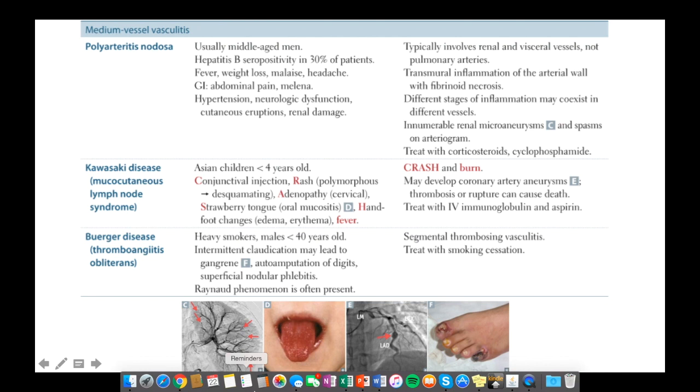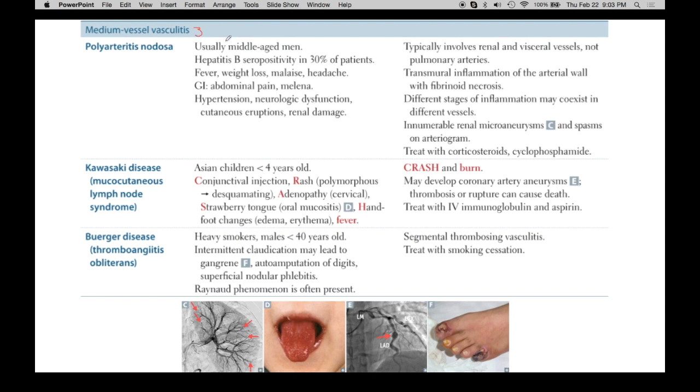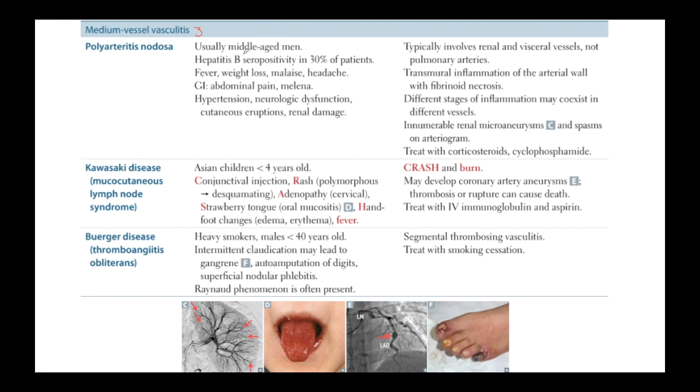And one more time for all three of these through First Aid. Again, there were 3 here. Polyarteritis nodosa, usually middle-aged men. Again, there's hepatitis B seropositivity going on. Nonspecific symptoms of fever, weight loss, headache, etc. You can see GI symptoms. If it affects those GI organs, then you can see abdominal pain, melena. You can also see hypertension, neurologic dysfunction, cutaneous eruptions, renal damage, etc.